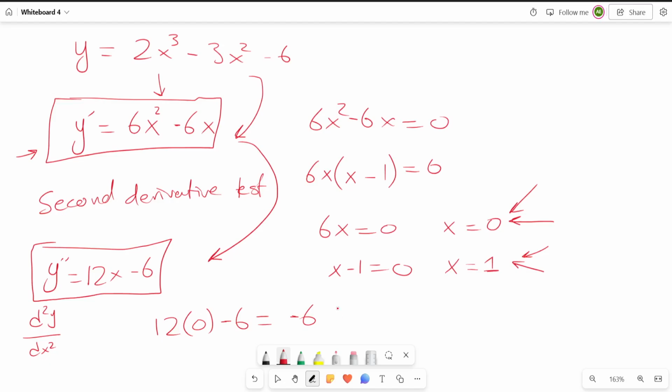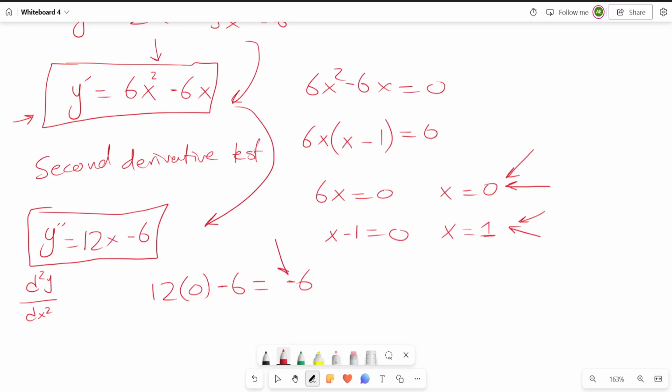So we don't really think about the value as much. We are only interested in the sign of the answer. If the answer is negative, then the turning point that I tested is a local maximum point. And if the... let's test the second point.